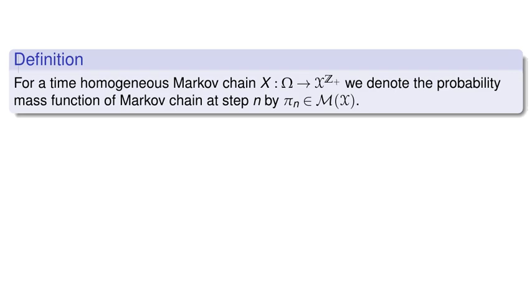Next, we define the probability mass function of a time homogeneous Markov chain X mapping from Ω to 𝒳 to ℤ₊ at step n. We denote this by π_n, which is an element of 𝓜(𝒳).